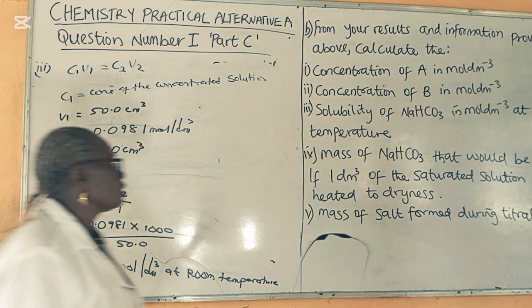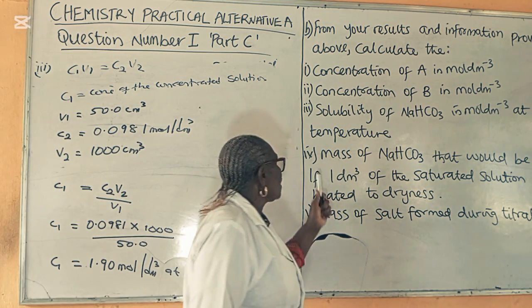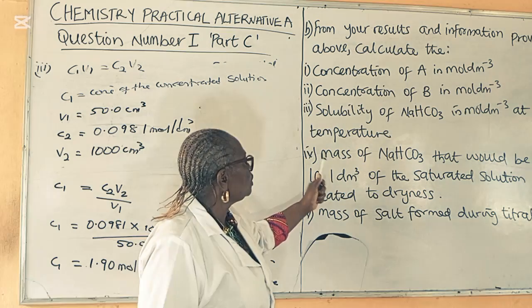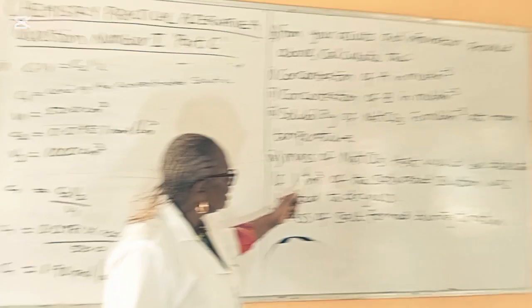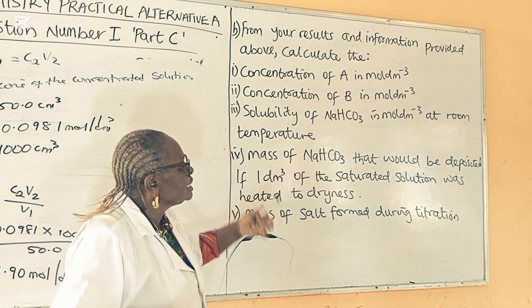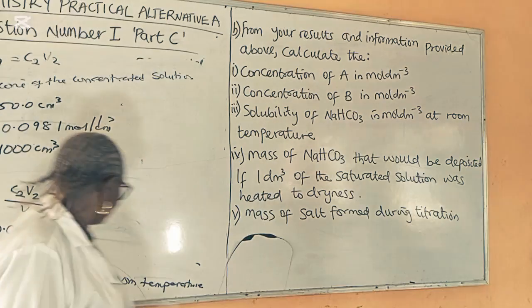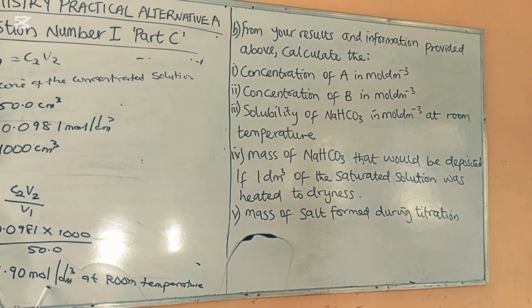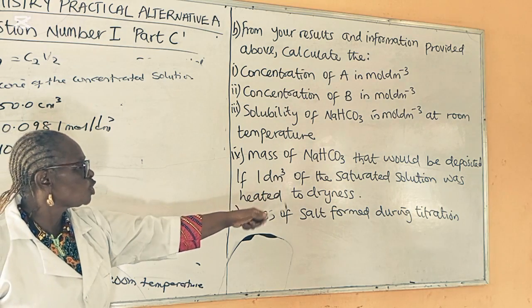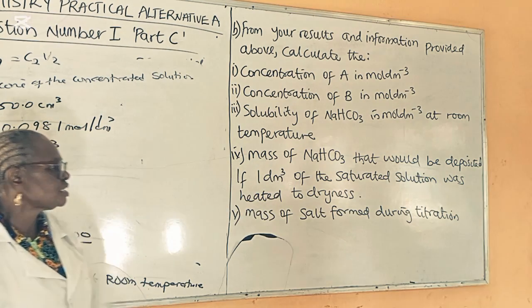We have gotten the solubility. It's not too difficult. It's very easy. Can we go to part IV, which is the mass of the NaHCO3 that will be deposited if 1 dm³ of the saturated solution was heated to what? Dryness.